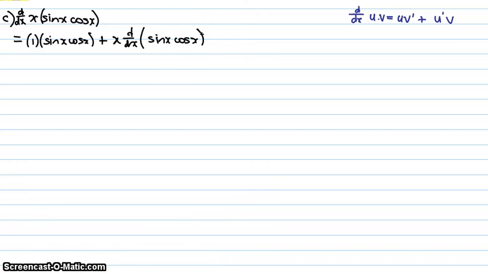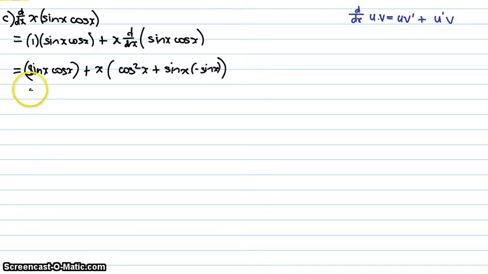Now to differentiate this one, again I need to apply the product rule. So I'm going to get sine x cosine x here. The 1 is just multiplied by 1, so it does nothing. Plus x, apply the sine rule. So differentiate sine, hold cosine constant, I'm going to get cosine squared x, plus, hold the sine constant, differentiate the cosine, I get minus sine x. So this is sine x cosine x plus x cosine squared x minus sine squared x.